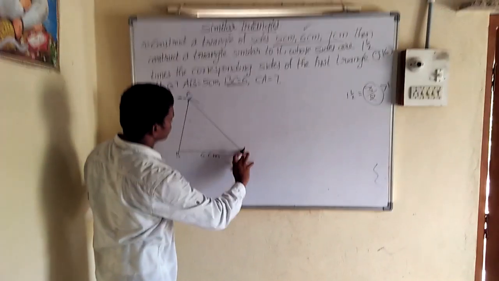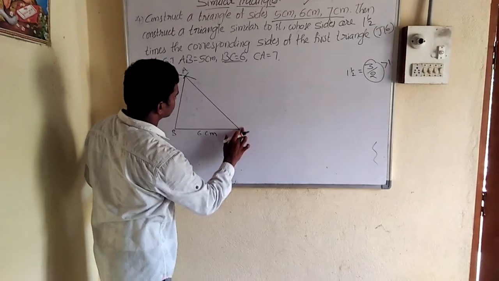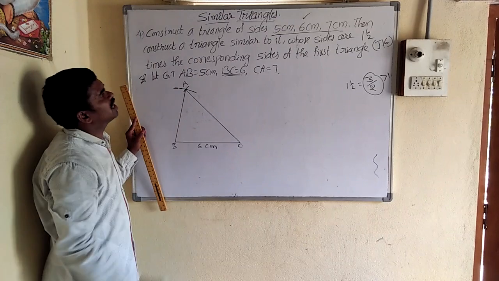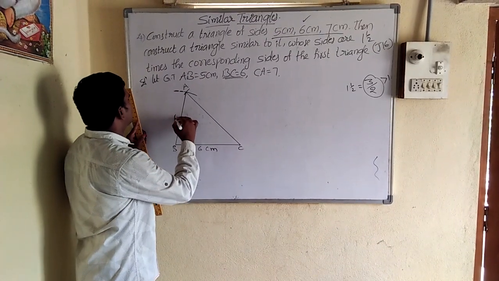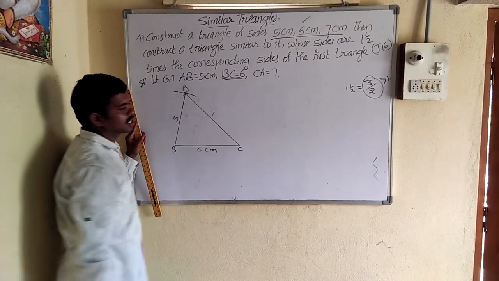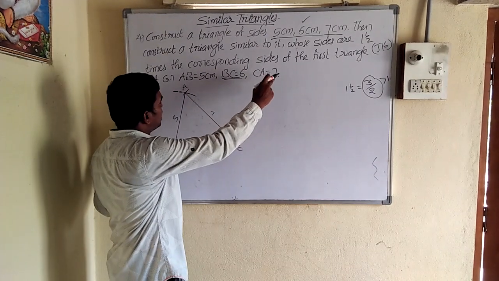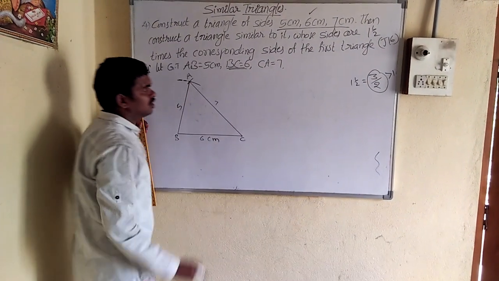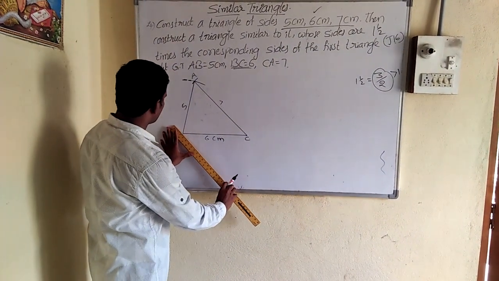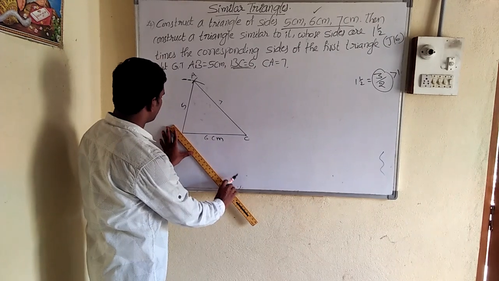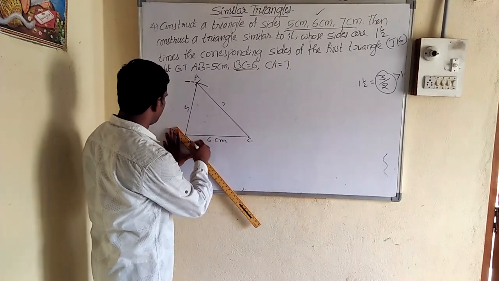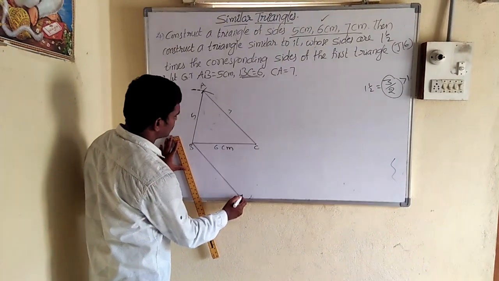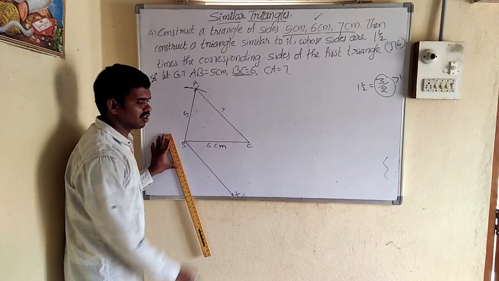This is C. So the required triangle ABC is constructed. This is 5 centimeters. This is 7 centimeters. So our new triangle will be 1.5 times. 1.5 means 3 by 2. So draw a ray with some acute angle from B. Taking it as some X or Y, that is our wish.